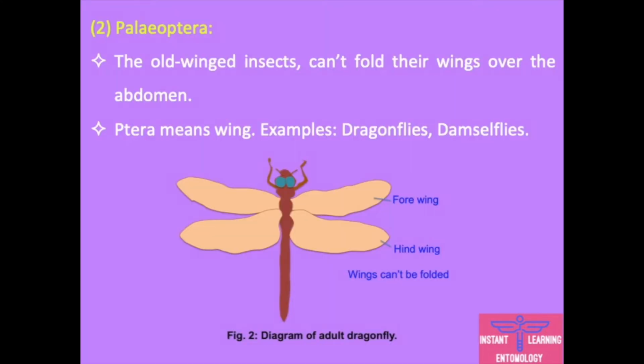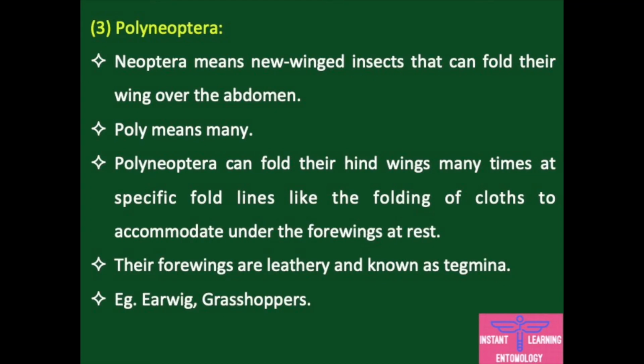Palaeoptera. The old-winged insects can't fold their wings over the abdomen. Pterygota means winged. Examples: dragonflies, damselflies. Polyneoptera. Neoptera means new-winged insects that can fold their wings over the abdomen.